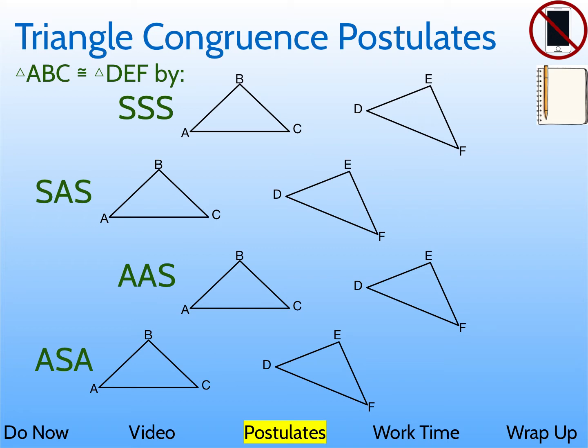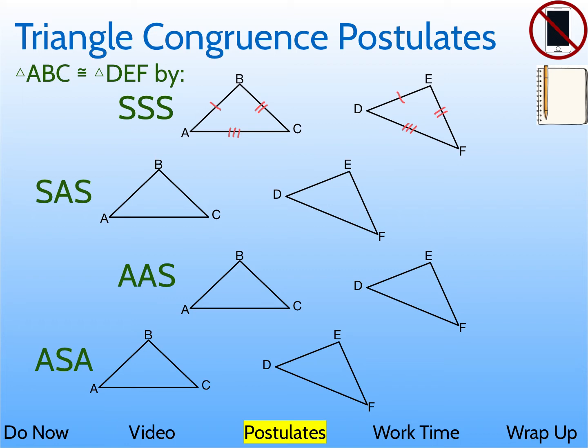So, side, side, side, to label it, what it means is that you have three sides that are the same in triangles. So like AB is congruent to DE, BC is congruent to EF, and AC is congruent to DF. That guarantees that these two triangles are exactly the same no matter what.